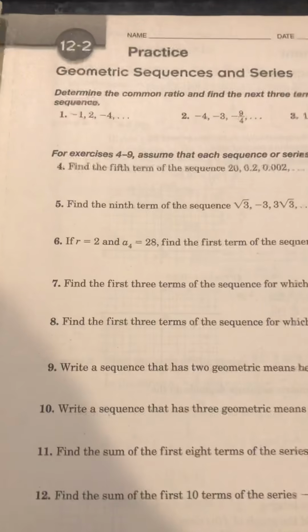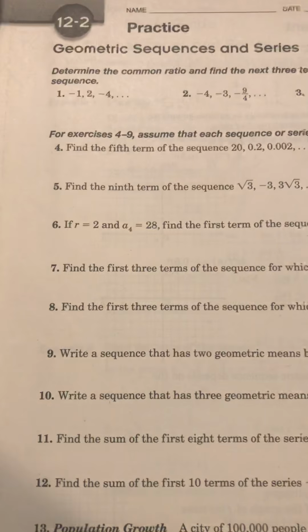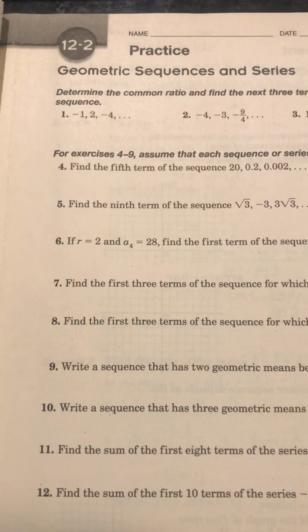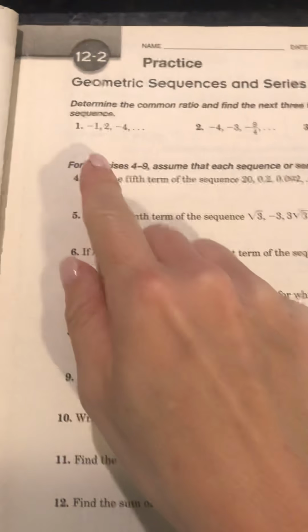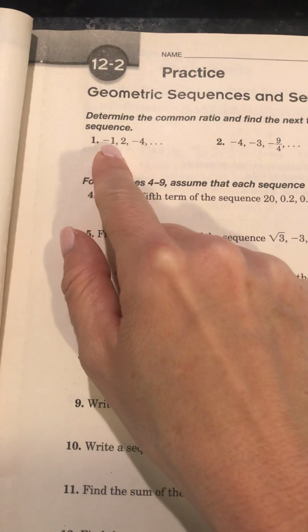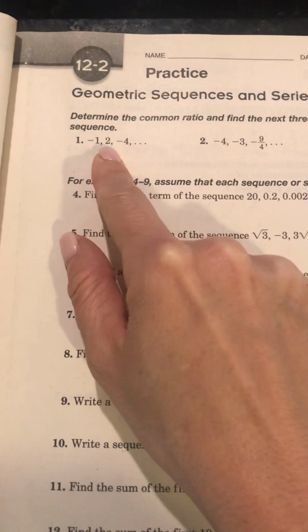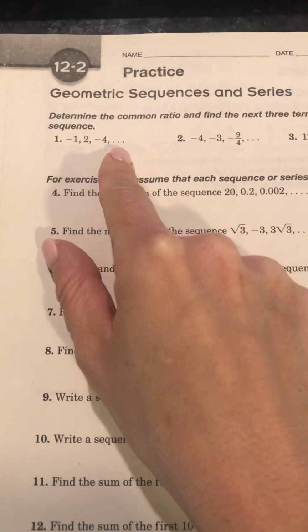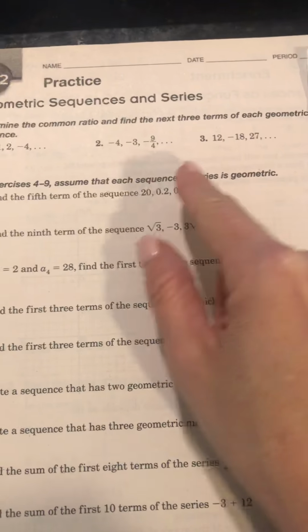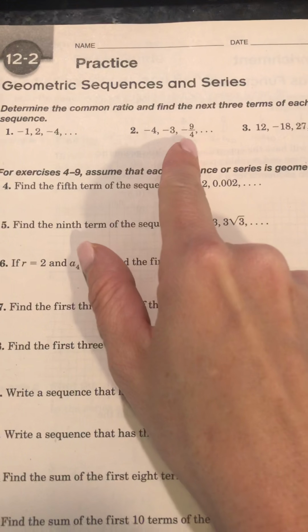So for example, number 1 is to determine the common ratio. They're obviously multiplying by, it looks like, -2. So let me point to that: -1 times -2 is 2. 2 times -2 is -4, and so on. Sometimes it's not as easy to tell what's going on. Like this one, who knows?